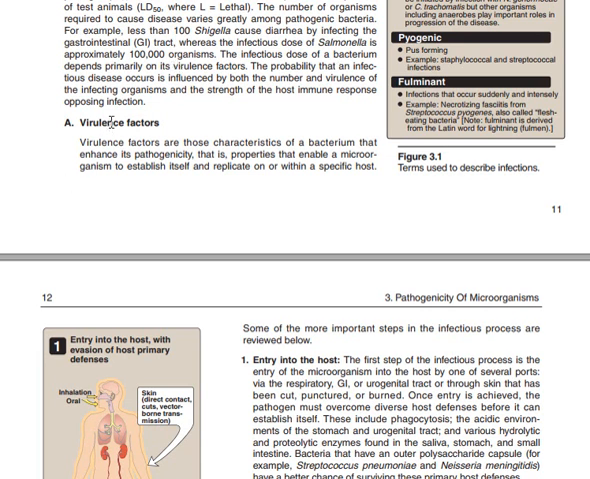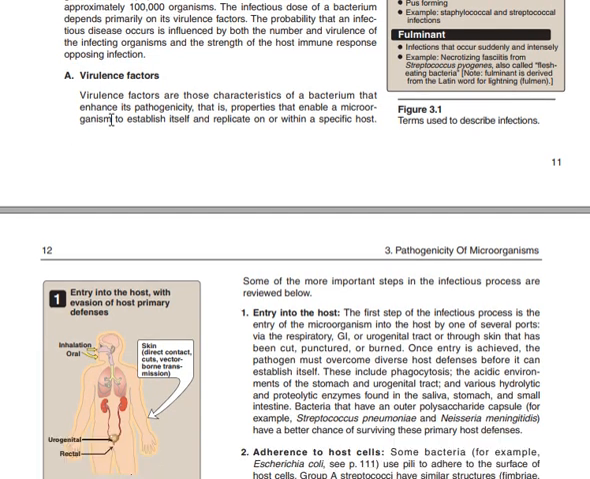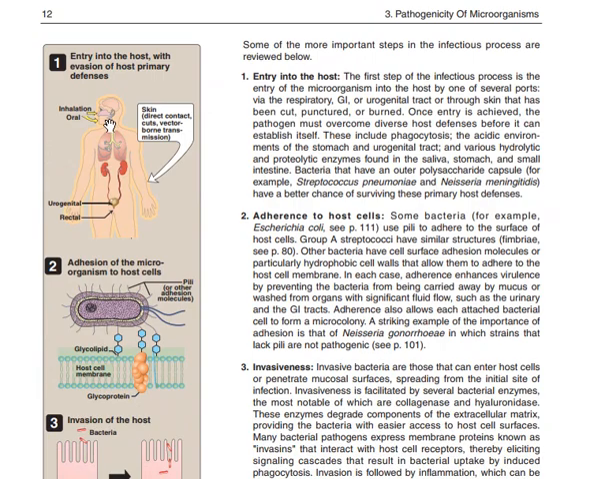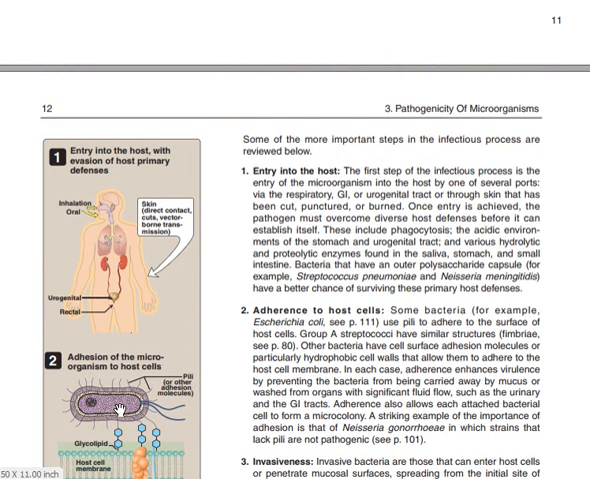So the next one, we have the virulence factor. This diagram is going to tell you how microorganisms have their different virulence factors. Is it clear? The virulence factors can be defined as the factors that predispose the microorganism for an infection in the host. Is it clear? So it first starts with the entry into the host with evasion of host primary defenses.